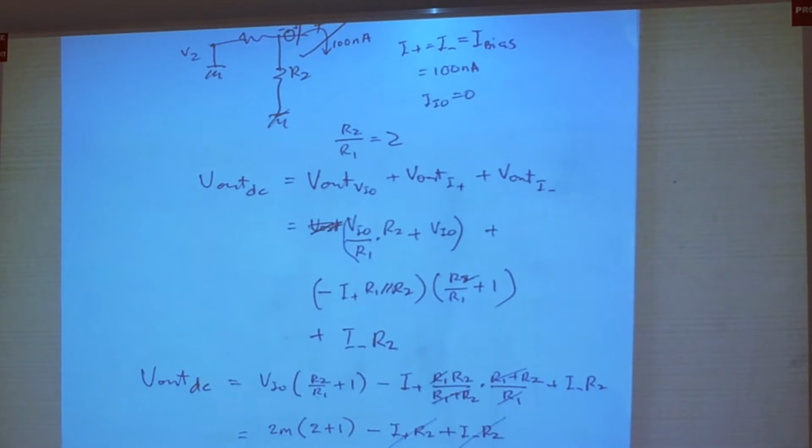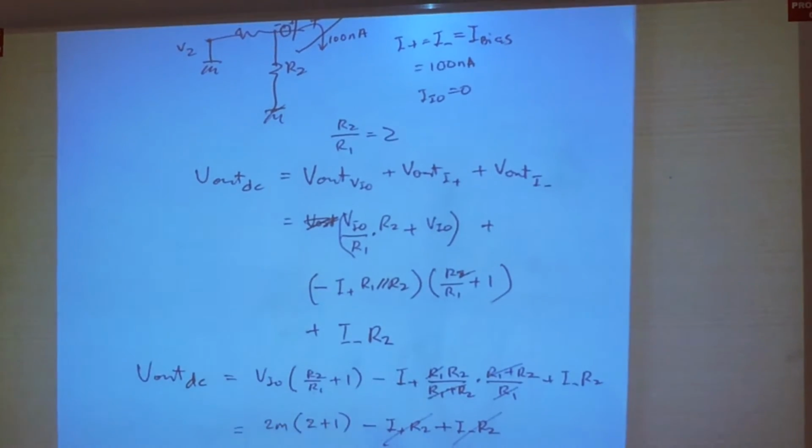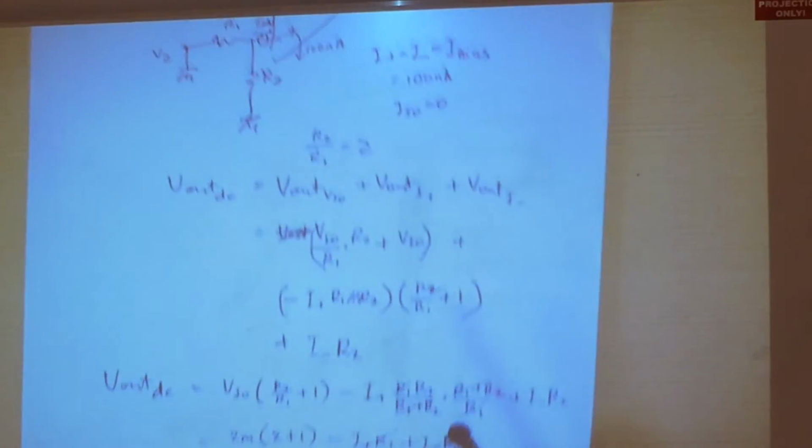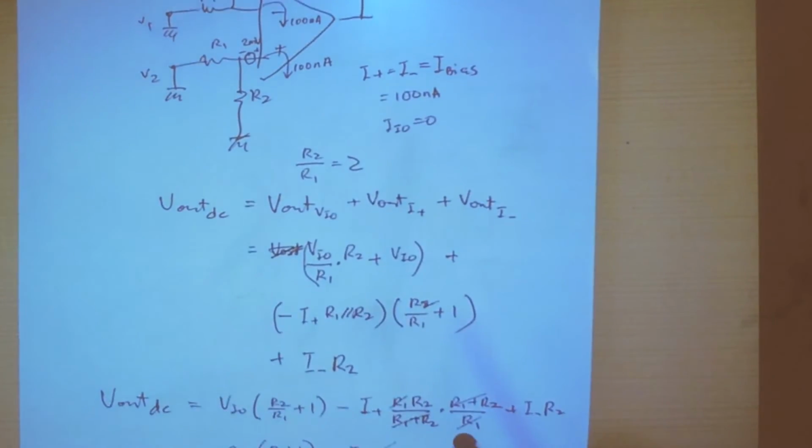Okay. So what happens if the DC offset voltage is 0? If the DC offset voltage is 0, then the output DC will be 0, because if we say that the DC offset input voltage is 0, then this term will not be there and this 2 will cancel out, correct? And this is exactly what we have done.